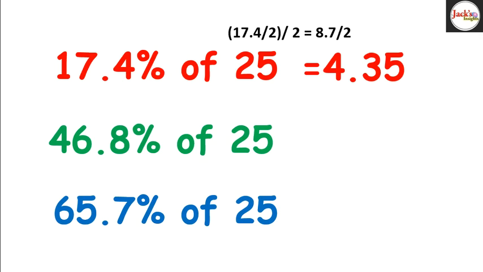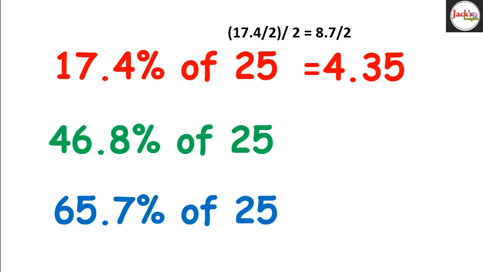Half of 0.7: again, consider the decimal part as a whole number in order to get the quotient easily. So 70, what is half of 70? That is 35. Therefore, that is 0.35. So 17.4% of 25 is 4.35.